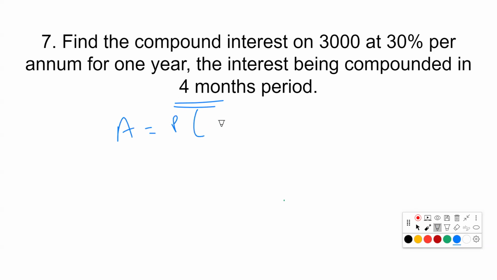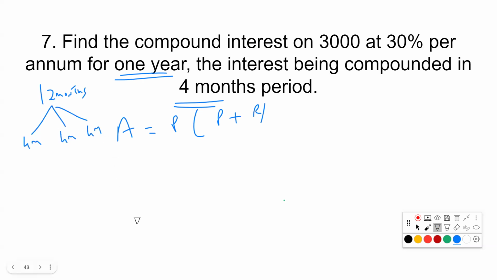Amount is equal to P into 1 plus. Now tell me R by. So it is for 1 year, right? So 1 year means 12 months. And I want to calculate every 4 months. So 4 months, 4 months, 4 months. So R by what? R by 3 by 100. And power will be how many times? How many times I have to calculate now? At the end of 4 months, at the end of 8 months, at the end of 12 months. So 3 times. So this you have to invent on your own.